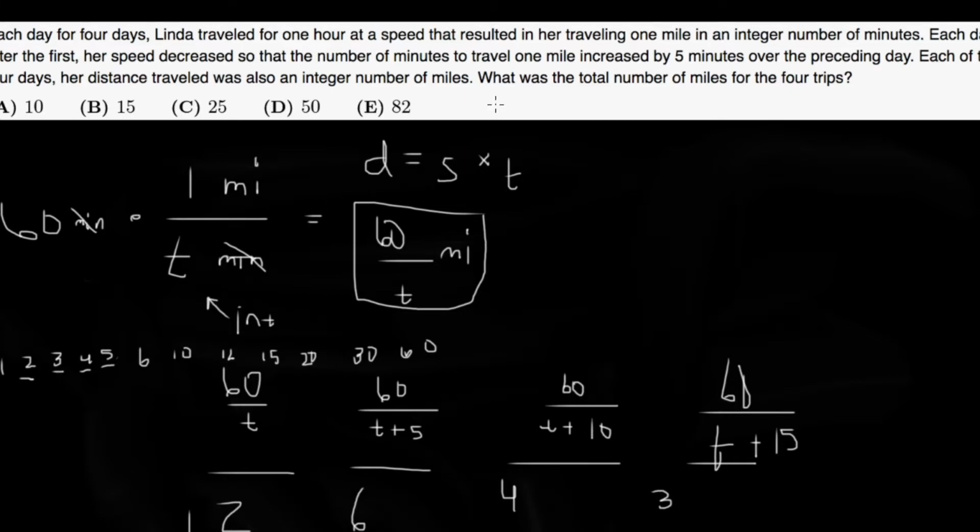Let's read the question. What was the total number of miles for the 4 trips? Okay, so we found the distances here, 12, 6, 4, 3, and now all we have to do is add them. So 12 plus 6 plus 4 plus 3 will give you, 12 plus 6 is 18, 18 plus 4 is 22, plus 3 is 25. So we have our answer as 25. And we're done.